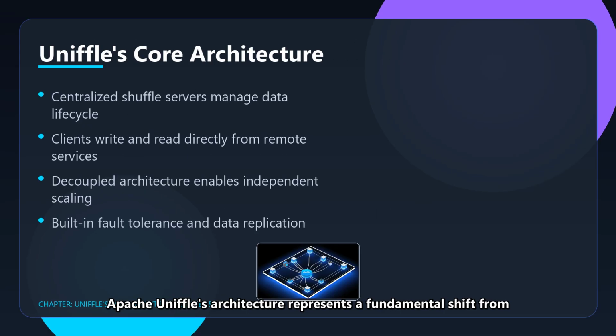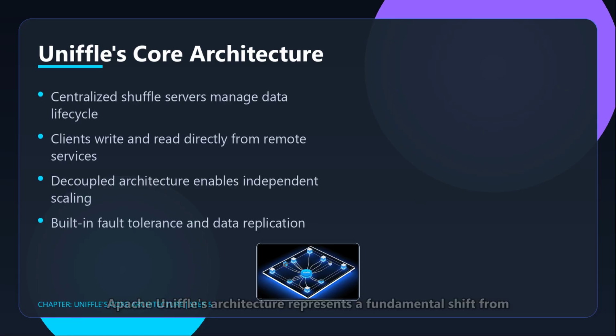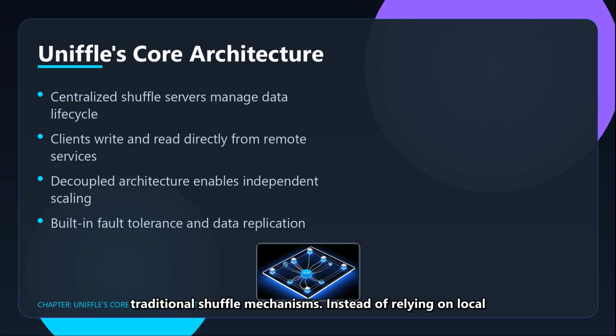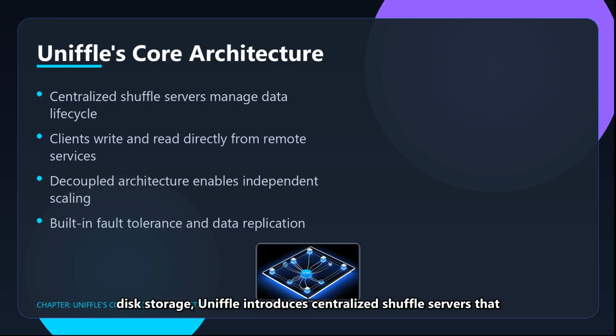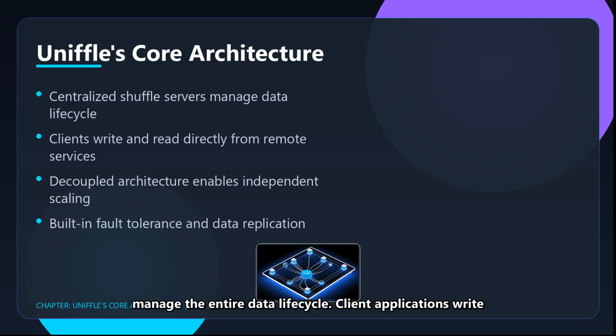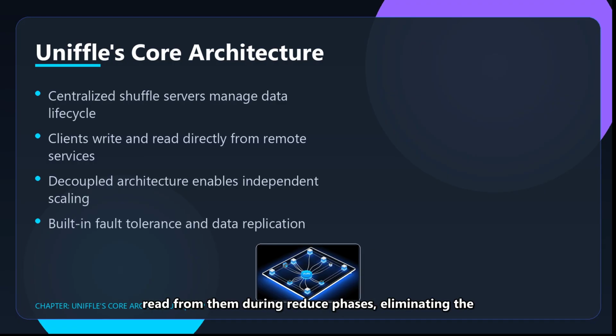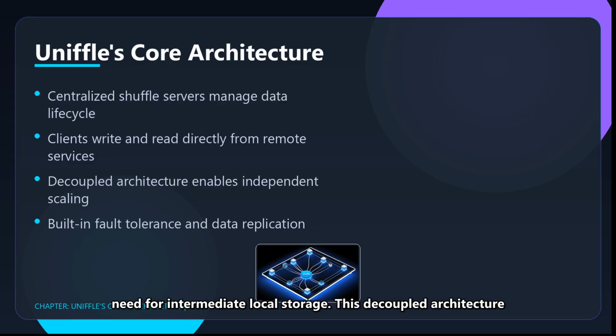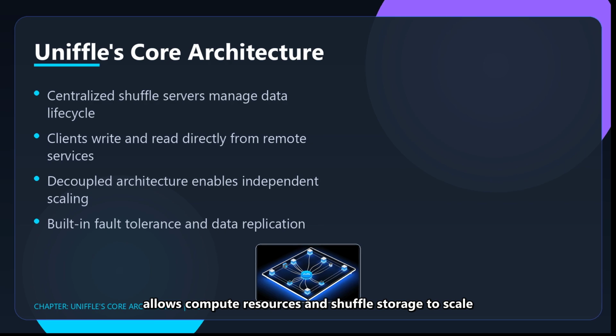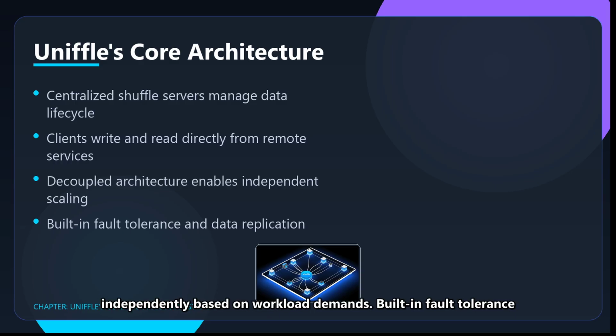Apache Uniffle's architecture represents a fundamental shift from traditional shuffle mechanisms. Instead of relying on local disk storage, Uniffle introduces centralized shuffle servers that manage the entire data lifecycle. Client applications write shuffle data directly to these remote services and read from them during reduce phases, eliminating the need for intermediate local storage. This decoupled architecture allows compute resources and shuffle storage to scale independently based on workload demands.